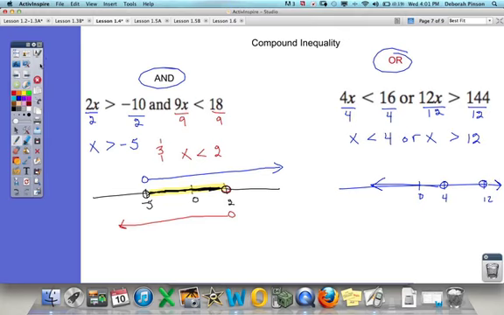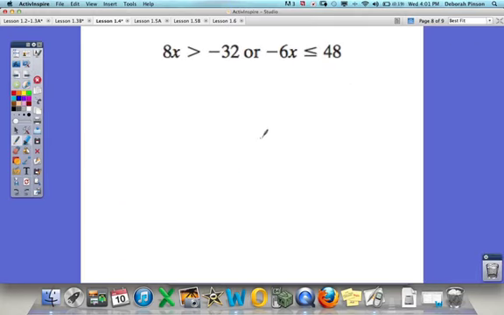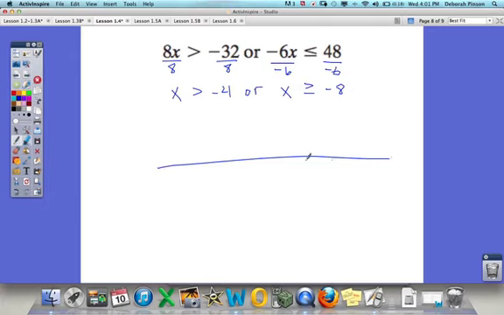Now let's look at one more "or" one, and then that's where we're going to end. So here it's "or." Same thing. I'm going to solve these quickly because we are running a little bit short on time, or YouTube will not like my video when I upload it. Now here I'm dividing by a negative, so I'm going to flip my inequality sign. Okay, now I'm going to graph these.